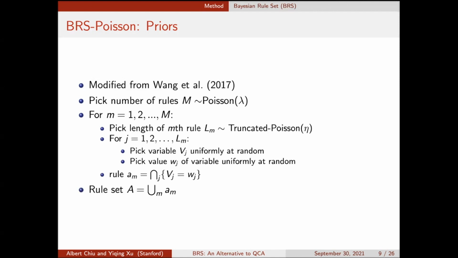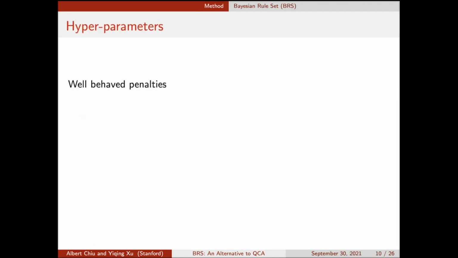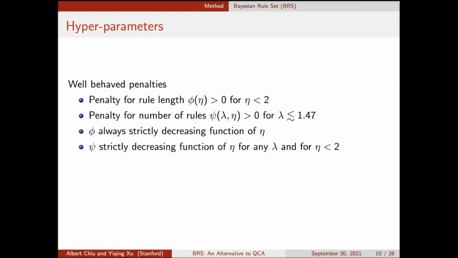And then we're going to take their intersection to form a rule, and we're going to take the union of these rules to form a rule set. And then, as I mentioned before, the user gets to choose hyperparameters, and it tells us how we're going to trade off between parsimony and sparsity. And the reason we prefer the Poisson version of the priors over the beta version is because it induces these really well-behaved penalties. In particular, they're positive over a particular subset of the rules parameter space, and they're strictly decreasing functions of just one of the parameters.